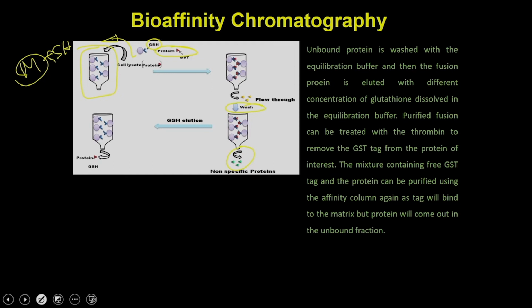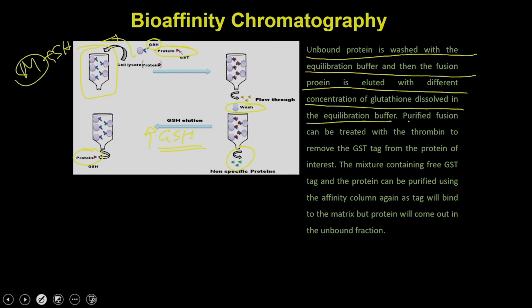Then you add the GSH, which is actually the substrate, and there will be a competition between the GSH present on the matrix to bind the protein versus the GSH present in the solution. Because the concentration of the GSH outside is very high, it is going to release the protein, and ultimately you get the GST bound protein in the eluent. So, the unbound protein is washed with the equilibration buffer, and then the fusion protein is eluted with different concentrations of glutathione dissolved in the equilibration buffer.